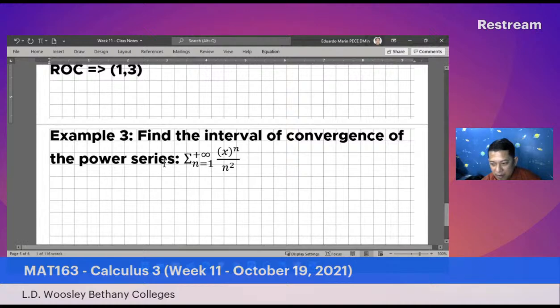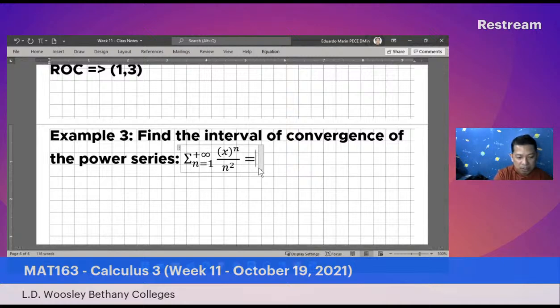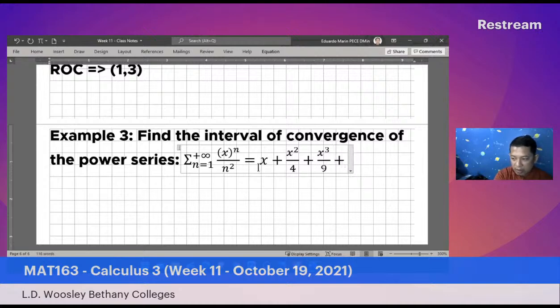Okay, let's move on with the third problem we have. So we could expand this first, no? Anong expansion? X first term plus anong second term? X raised to 2 all over 4. That's the second term. Plus x cubed all over 9, and so on. Okay, so that would be the expansion. All right. Now the question is, what is the interval of convergence for this case? All right. So what's the interval of convergence?